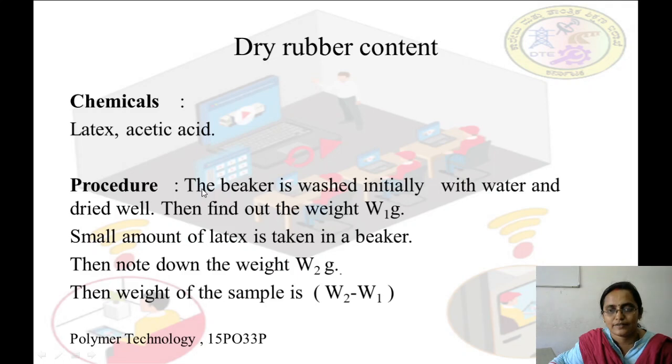Procedure. First, the beaker is washed initially with water and it is dried well. We weigh it; let the weight of the beaker be W1 gram. A small amount of latex is taken in the beaker. Then note down the weight as W2 gram. And the weight of the sample or latex taken will be W2 minus W1 gram.